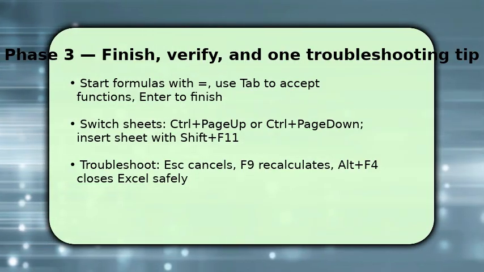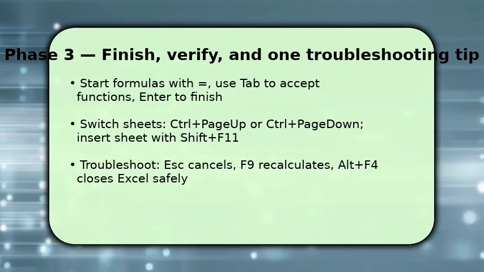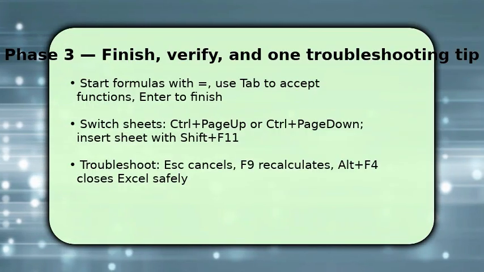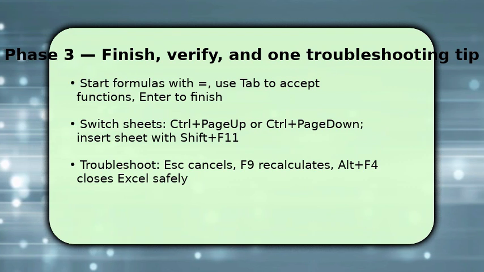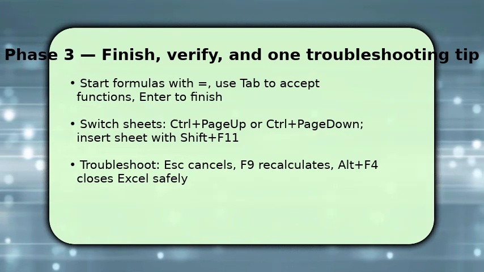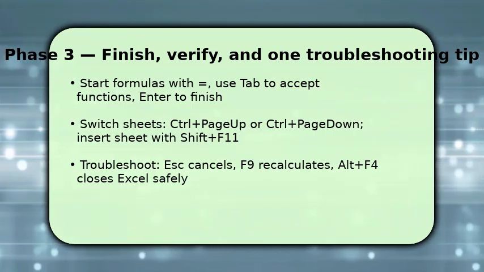If something goes wrong, press Esc to cancel edits, use F9 to force a recalculation, and Control plus Z to revert recent actions. If Excel becomes unresponsive, try Alt plus F4 to close, then reopen and use AutoRecover to restore work.